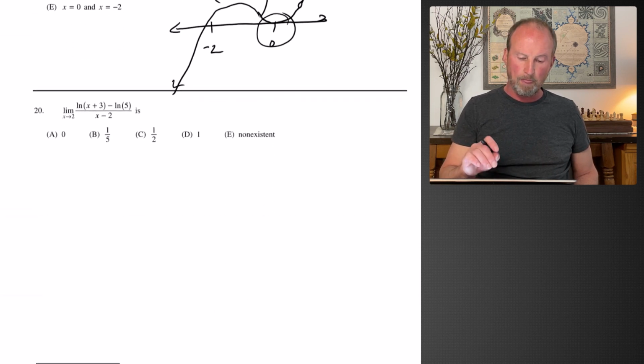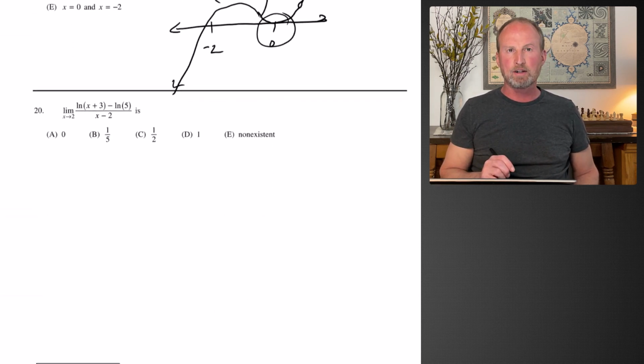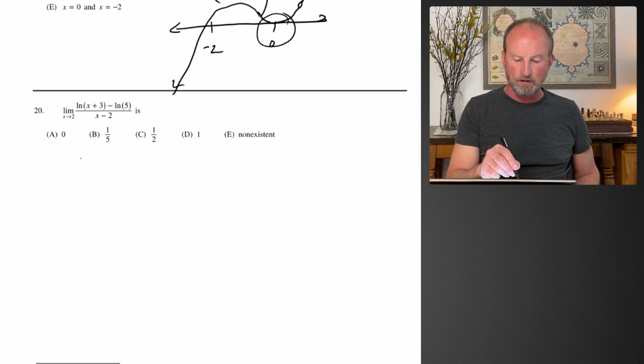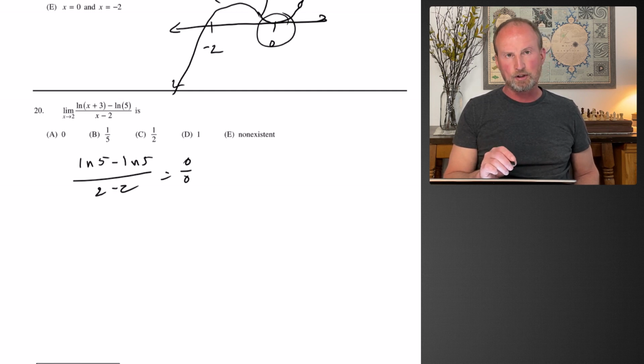Number 20. First, to evaluate a limit, I plug in the value of the function. Now, we could recognize this as a definition of a derivative, but I'm going to do it using L'Hopital's first. Okay? So I plug in 2, I get ln of 5 minus ln of 5 over 2 minus 2, which equals 0 over 0. And so I'm using L'Hopital's.